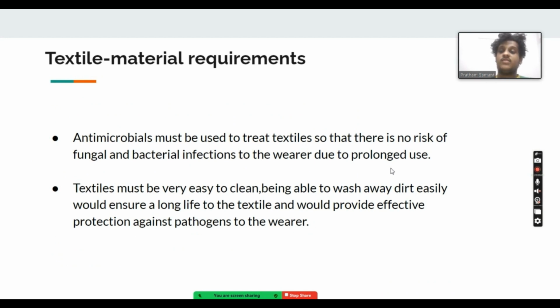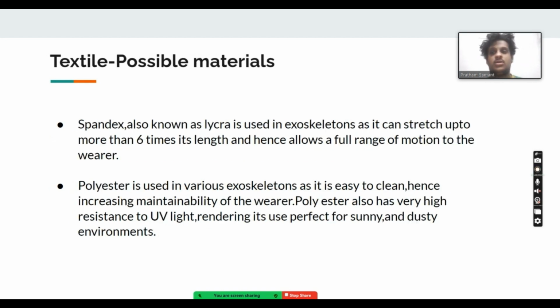A few more material requirements. Antimicrobials are used to treat textiles so that there is no risk of bacterial or fungal infection due to accumulated sweat, as I mentioned earlier. Textiles must be very easy to clean. We must be able to wash away dirt easily, as it would ensure a long life to the textile and would provide effective protection against pathogens to the user.